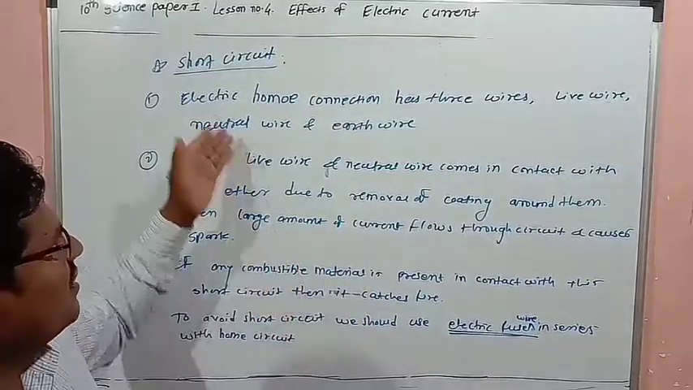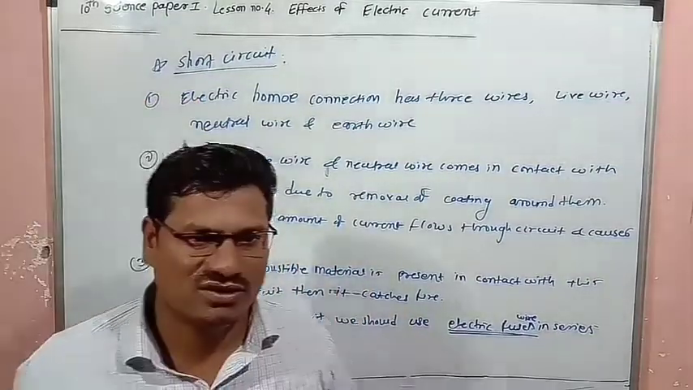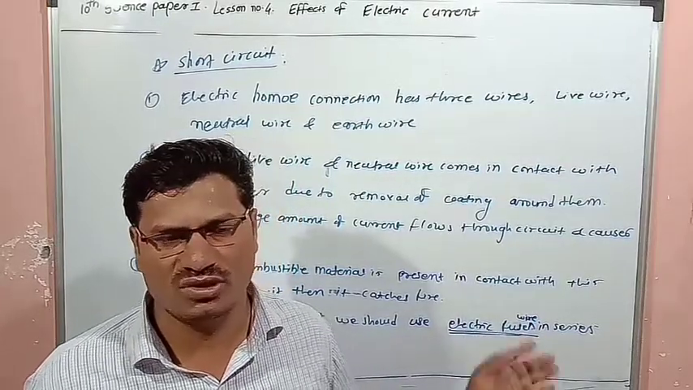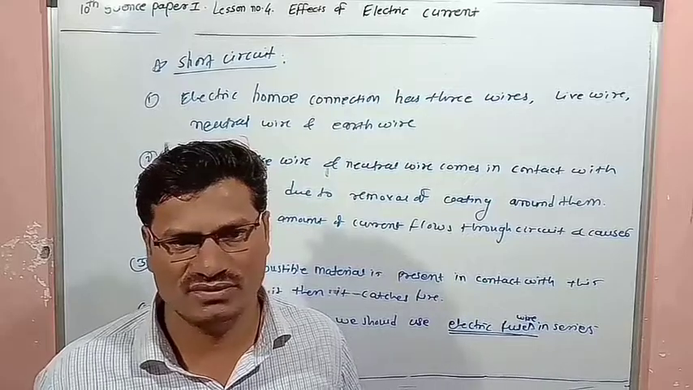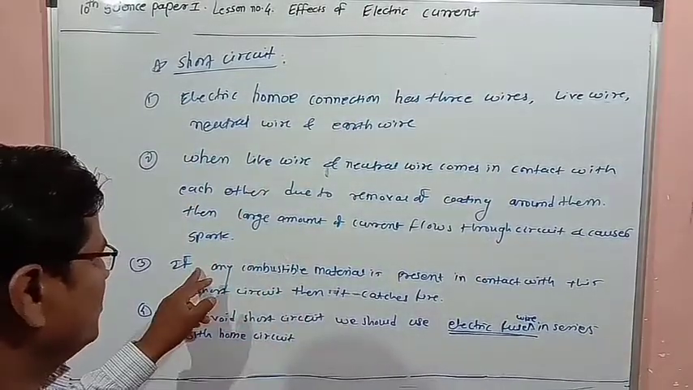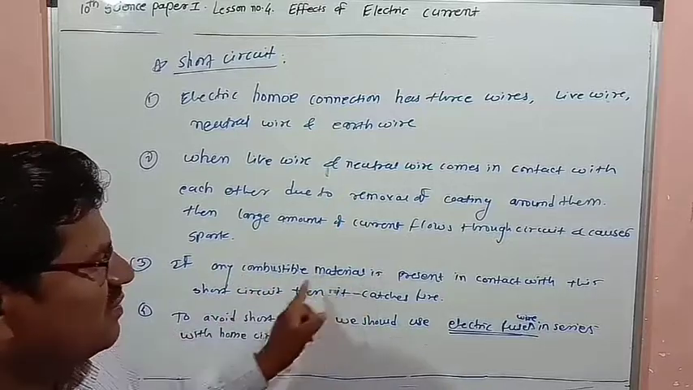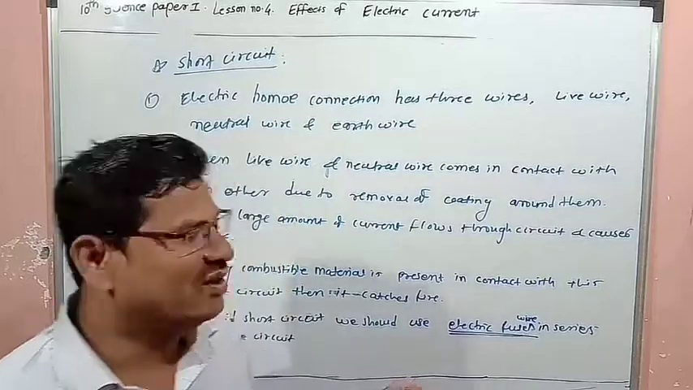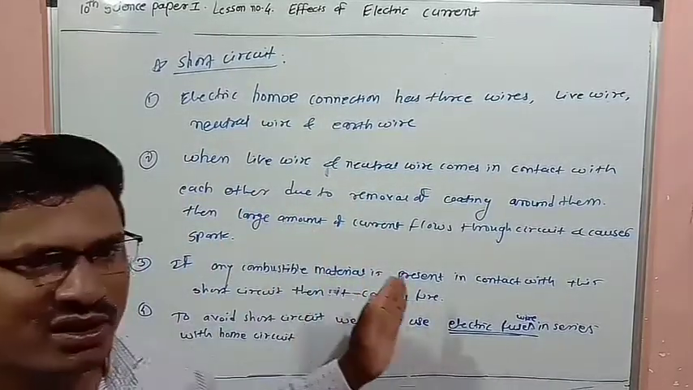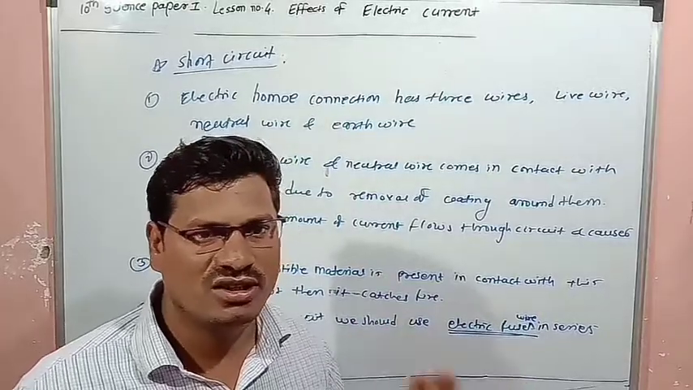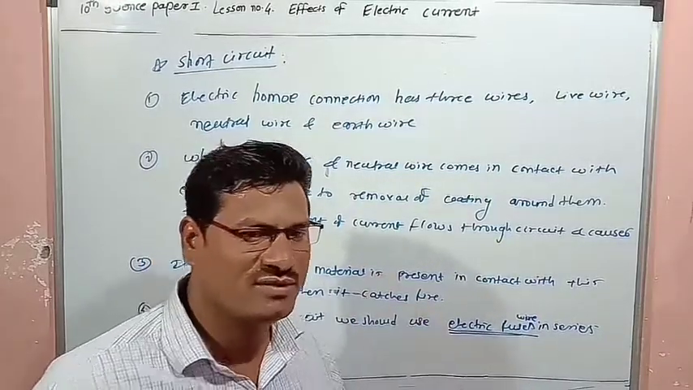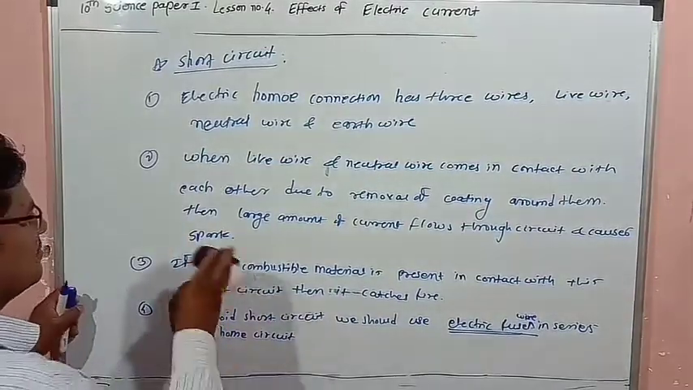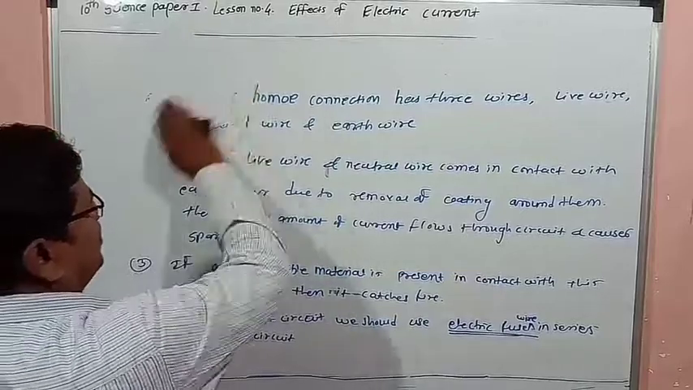So in this way, this question was asked this year, March 2020. That question was asked on the short circuit. So if any combustible material is present in contact with this short circuit, then it catches fire. So how does short circuit occur? When live wire and neutral wire come in contact with each other, at that time spark is produced, and then short circuit occurs. Next concept is the overloading.